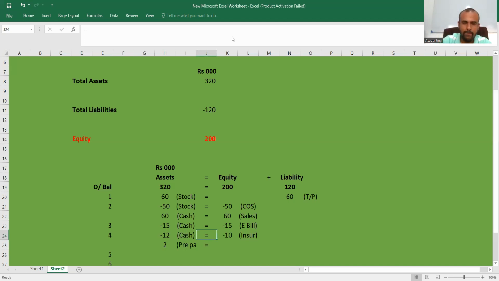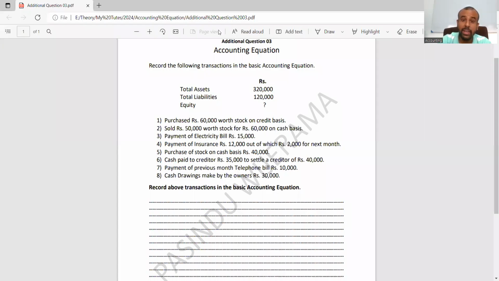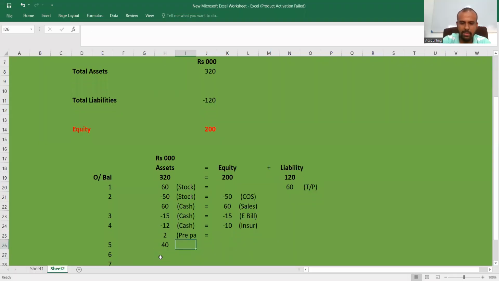Question number 5. Purchase of stocks on credit basis 40,000. When you purchase the stocks on credit basis, your stock balance increases by rupees 40,000. And on the other side, what will happen? How did you buy it? On credit basis. So then your liability increases by how much? Rupees 40,000. Liability increases, so you call that a trade payable. Payable created from the trading activity. Stock purchases on credit basis: stock increases and the liability increases, which is trade payable.